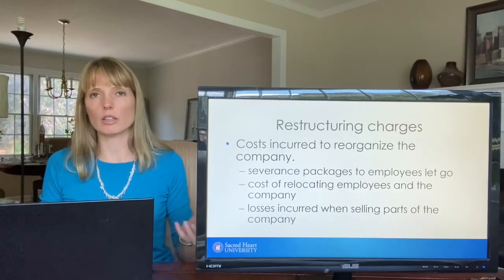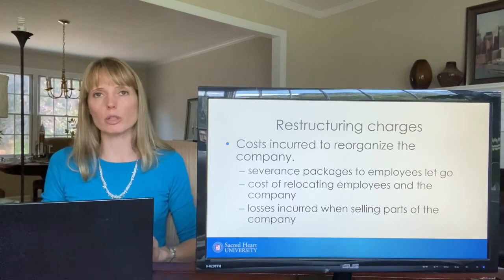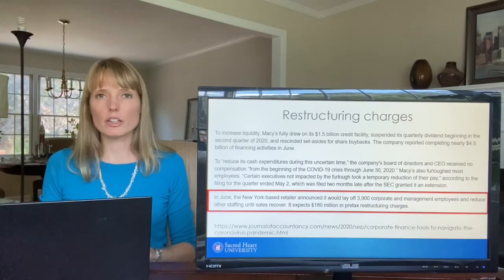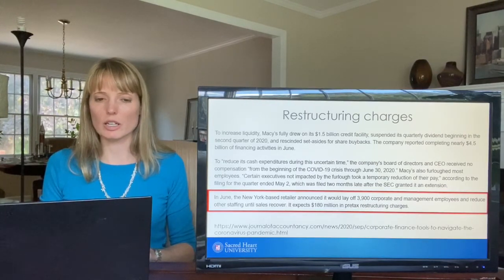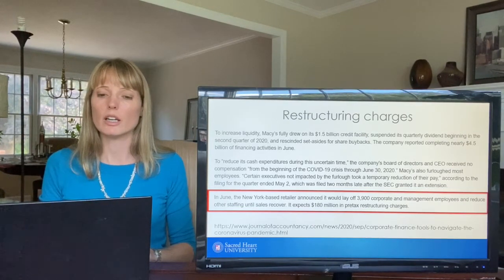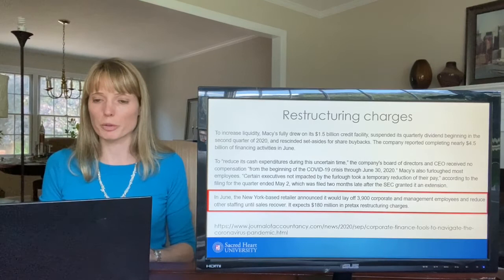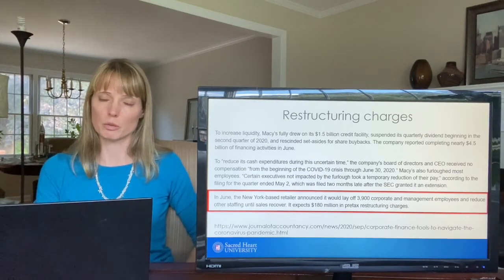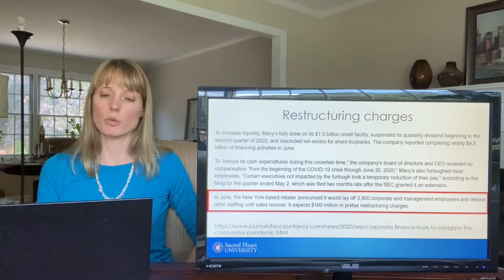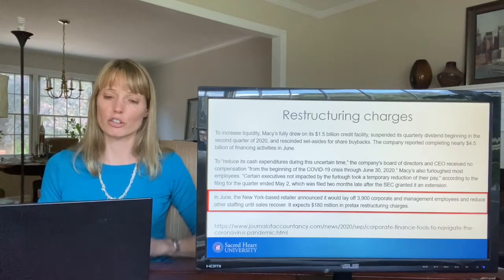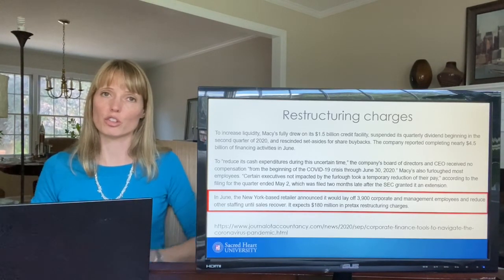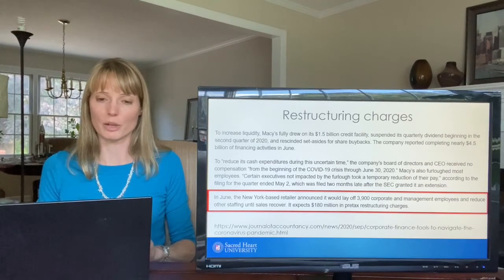Cost to pay severance to the laid off employees, relocation costs to the employees that did relocate to the new location. We can see here a recent article in the Journal of Accountancy states that Macy's, following the decline in business with COVID-19, is planning to lay off 3,900 corporate and management employees. And with those layoffs and presumably severance packages, it expects a $180 million charge in restructuring. Why is it doing that? To save on all of the future salaries that it would have had to pay otherwise.